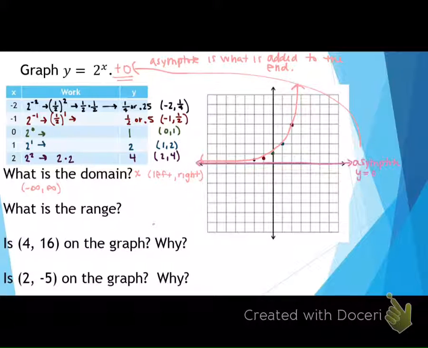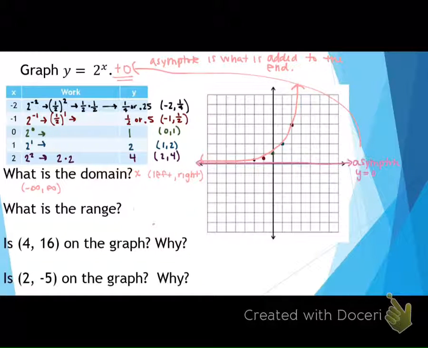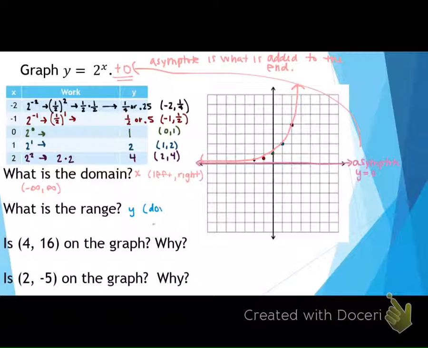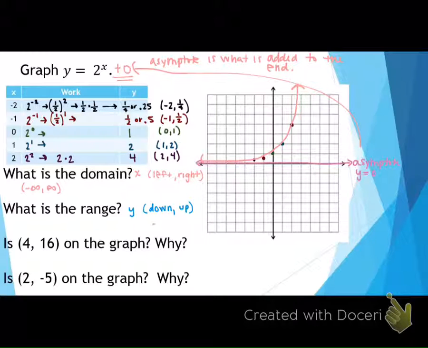Okay, Alex, range relates to? So it's your down, comma, up. What is your lowest point, Alex, on the down part? How far down will this go down on the y?